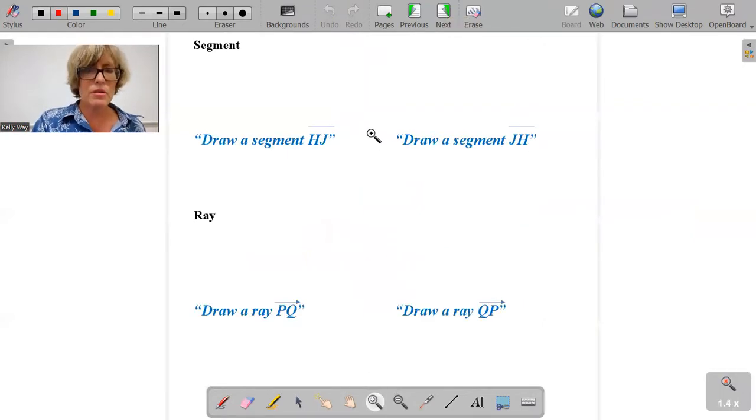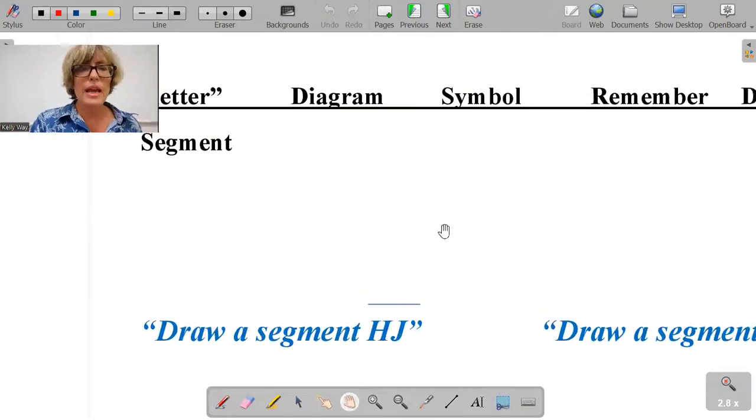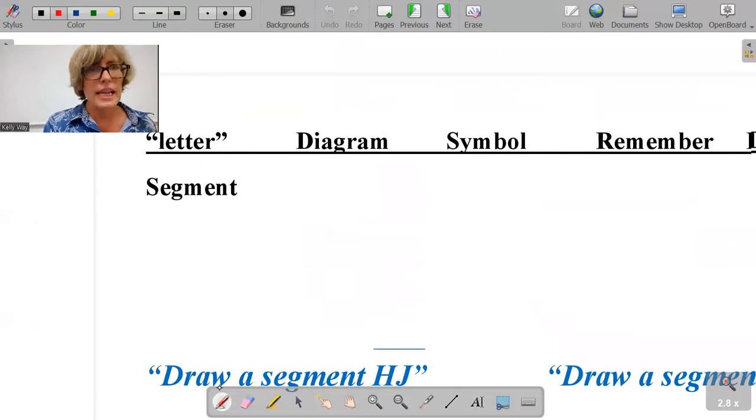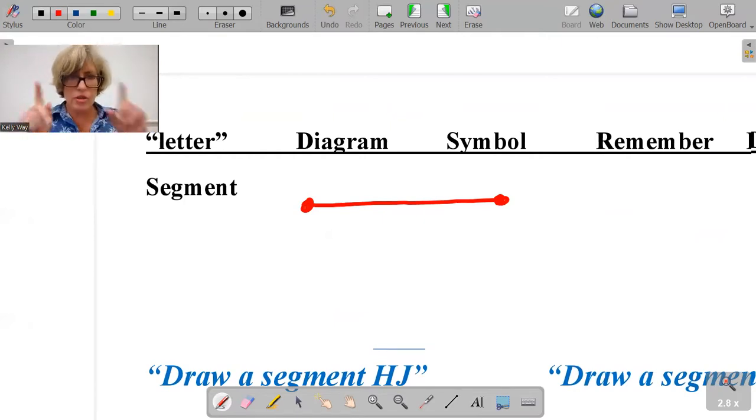A segment is simply a piece of a line. So like this, ta-da, you have a segment. You take a line and you just chop off, and you're just getting from here to here only. That's a segment.